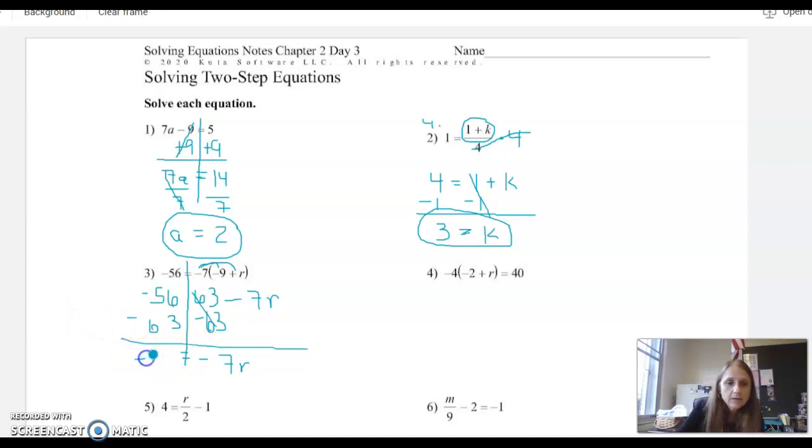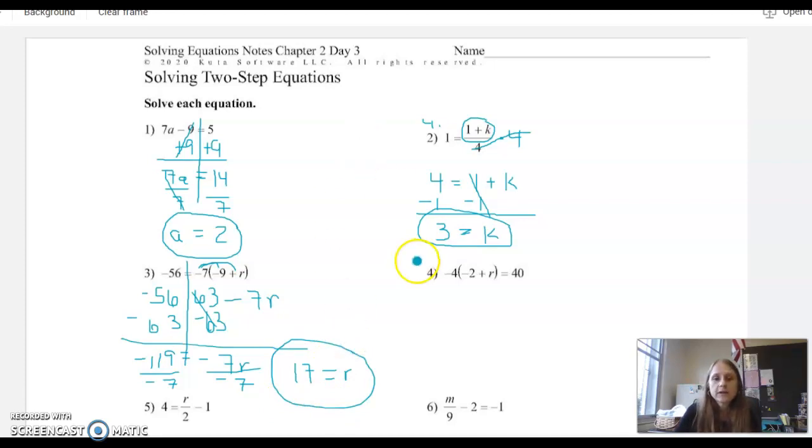It's -119. So then to get rid of a multiply by -7, we would divide both sides by -7. Again, I'd probably go back to my calculator. -119 divided by -7 is 17. So we get 17 equals r.